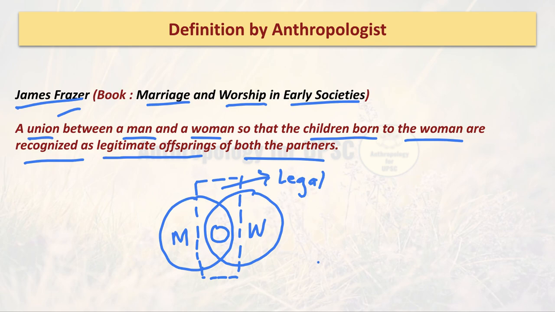If I can show you via a Venn diagram, this is the man and this is the woman. Both can be part of a legal system, shown by this square bracket. When there's a union between them, a new offspring arises. This offspring has to be legitimately recognized under the legal system. This is how I wanted to define it to you. You can always remember this standard definition and quote it in your answer.